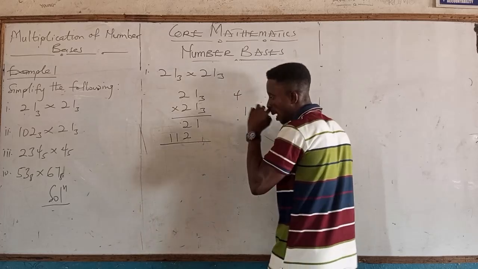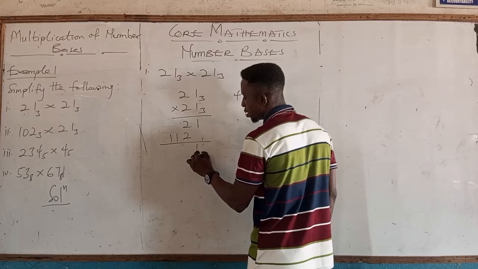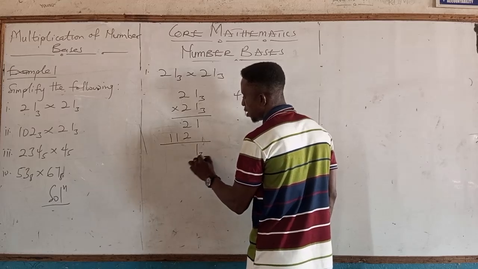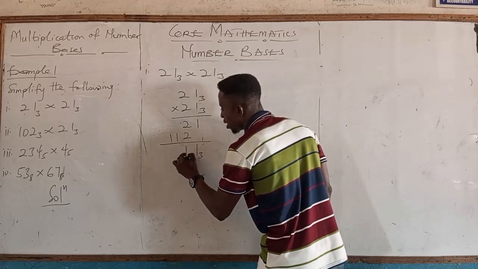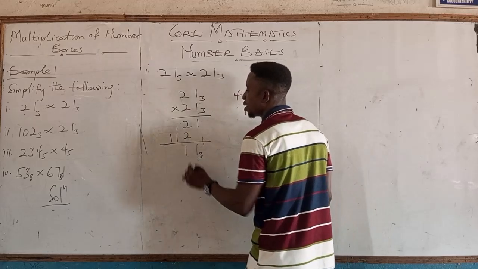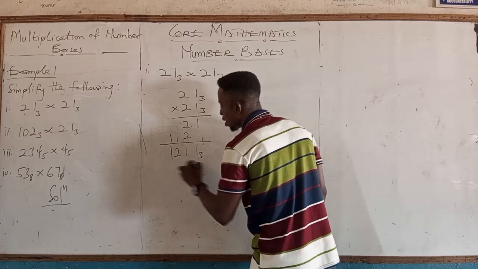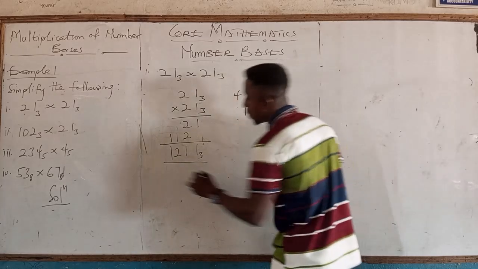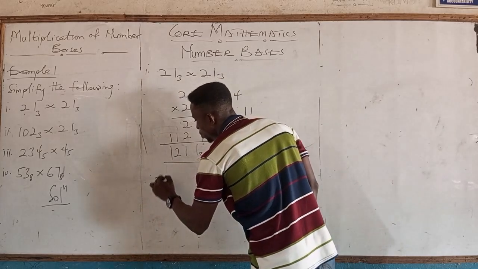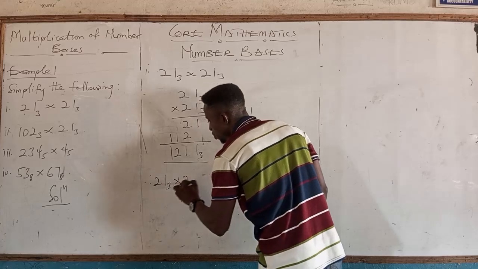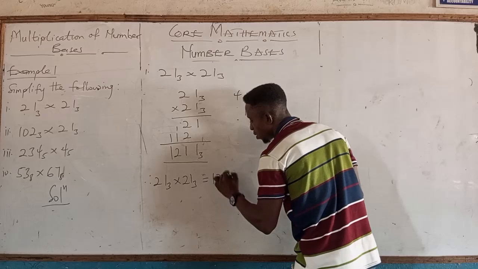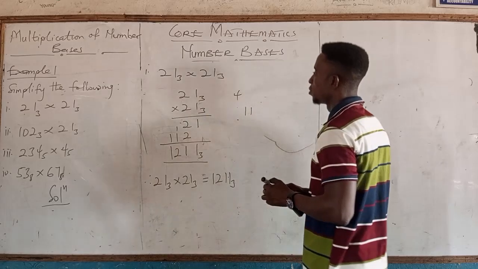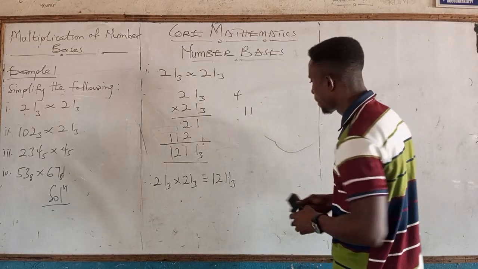So summing everything up, this one is 1, that is in base 3. And this plus this is 4, so that is what is here. So I'll put my 1, then carry the 1 forward. Then here is 2, then the 1. So then I say, therefore, 21 base 3 times 21 base 3 is equal to 1211 base 3. Are we okay?